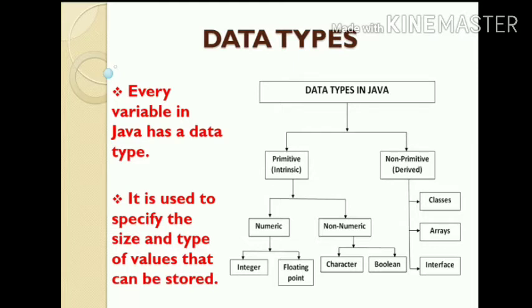The data types in Java are categorized into two: primitive and non-primitive. Primitive data types are further classified into numeric and non-numeric. Numeric data types are classified into integer and floating point. Non-numeric data types are classified into character and boolean. A non-primitive data type, also called a derived data type, is classified into classes, arrays, and interfaces.